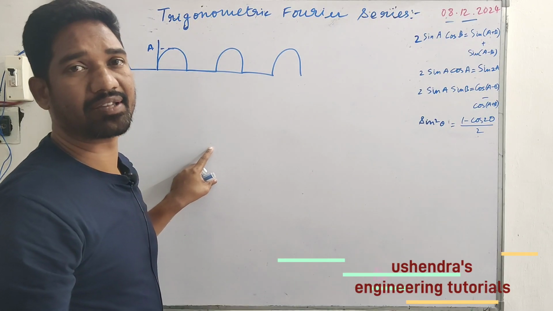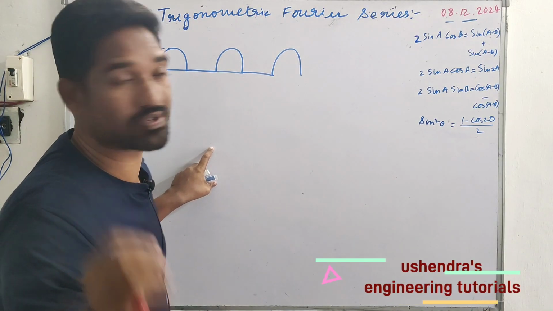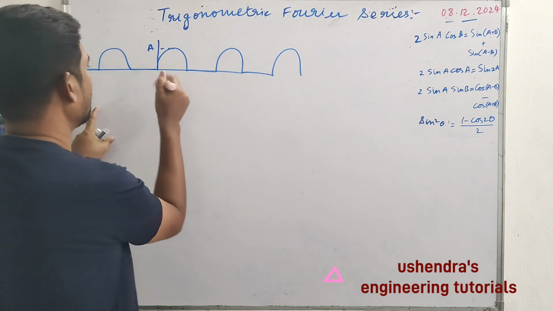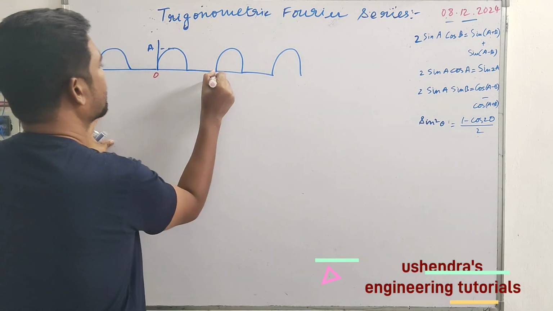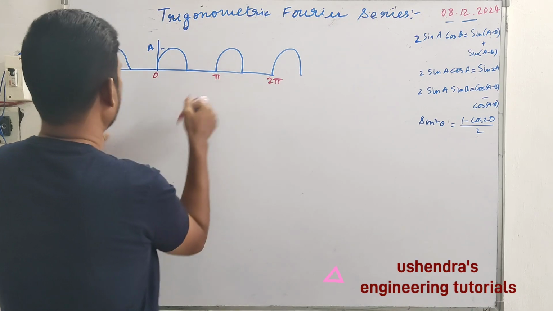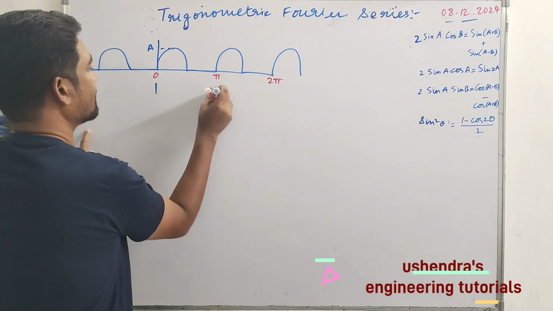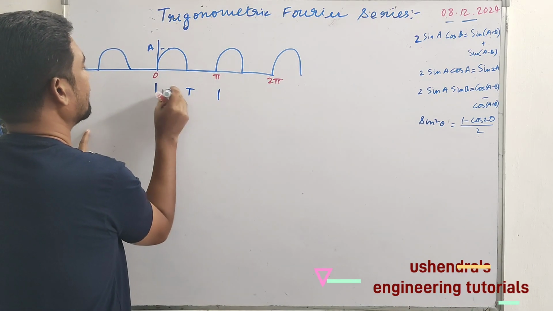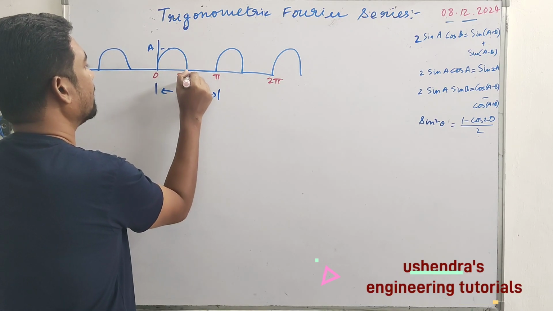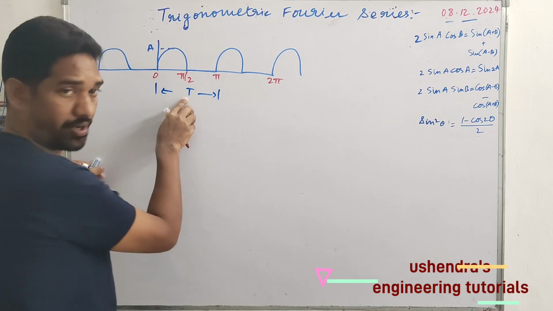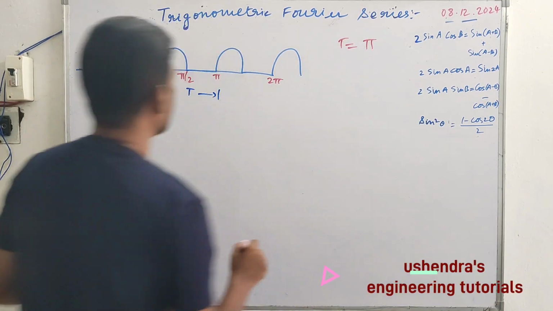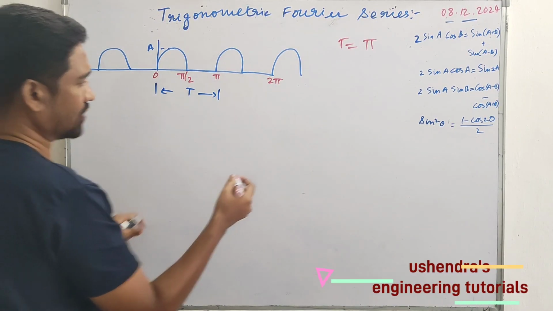We are evaluating the trigonometric Fourier series representation for this waveform, a half wave rectified sine waveform, which is a sine wave extending from 0 to pi, and this is the waveform with period 2 pi. An important point is that this is the complete time period, one cycle, and in between we have pi by 2. So this has to be noted. T value is pi over here.